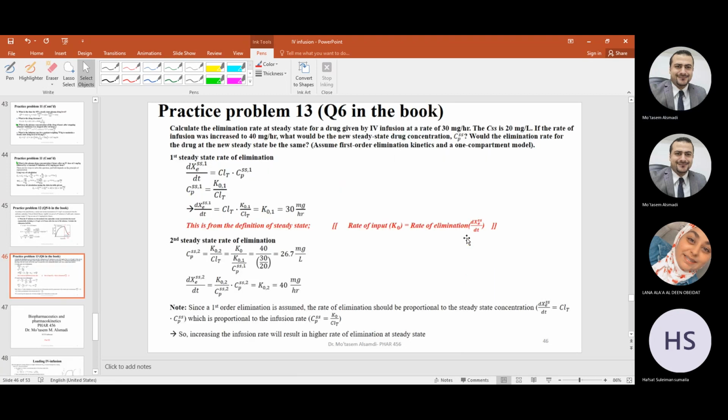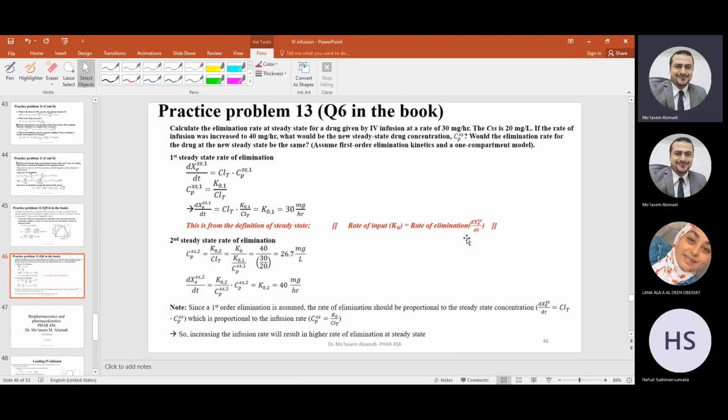Okay. For question 13, calculate the measure rate constant, as listed, for a drug given by IV infusion at a rate of 30 mg per hour. The CSS is 20 mg per liter. If the rate of infusion was increased to 40 mg per hour, what will be the new steady state concentration? And also what will be the new elimination rate at steady state?